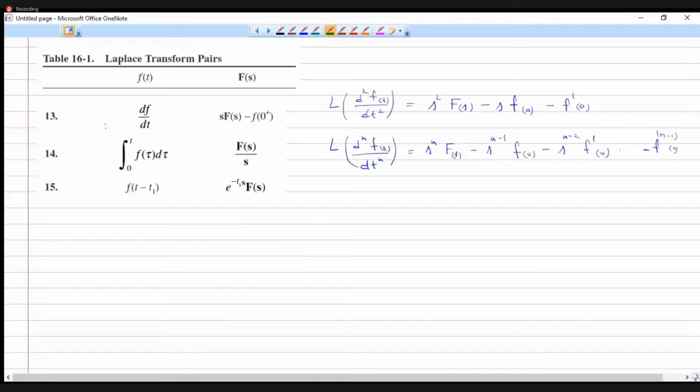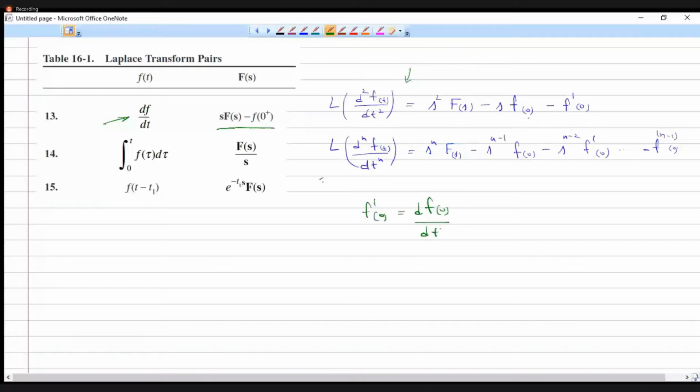We have already seen the Laplace transform of the derivative of a function, which is given by s into F(s) minus the initial condition f(0+). In short, if you have derivatives of higher orders, for example, the Laplace transform of d square f by dt square is equal to s square F(s) minus s f(0) minus f dash of 0, where f dash of 0 is the first derivative of f at 0 with respect to time.